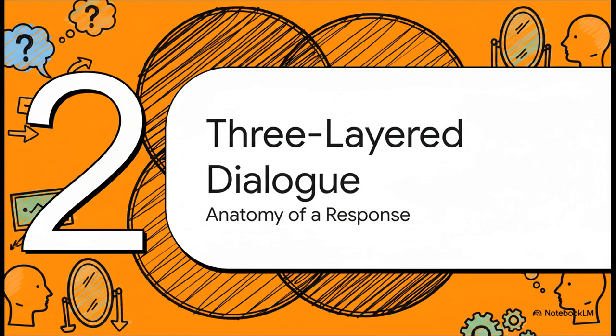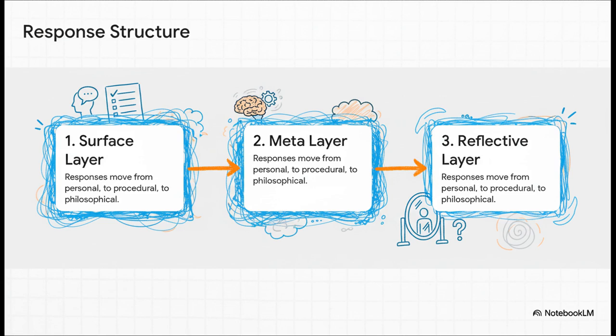Okay. Now we're getting to the heart of the matter. How is this bot actually designed to respond to you? This is where things get really interesting, because it has this very specific, very deliberate structure. When you look at the logs, what's amazing is how consistent it is. The bot always uses this three-layered response structure, every single time. You have the surface layer, then the meta layer, and finally, the reflective layer. So let's break down what each of these layers actually does.